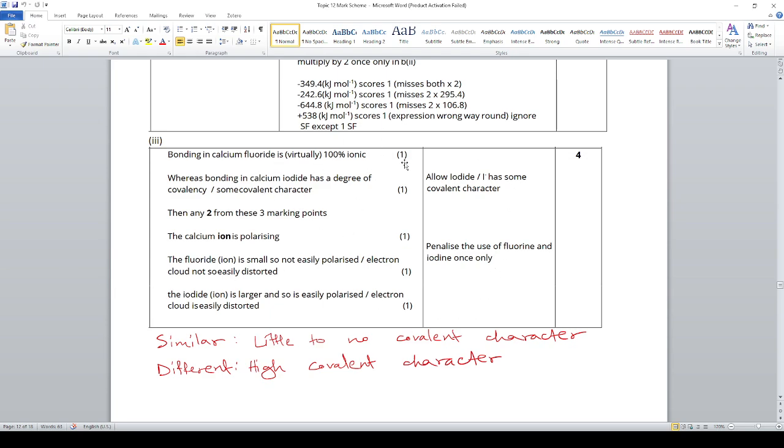So we've talked about this a whole bunch. Read through this. If the number for the theoretical value and the experimental value are very similar, that means that there is little to no covalent character. If it's very different, that means that there is a lot of covalent character.